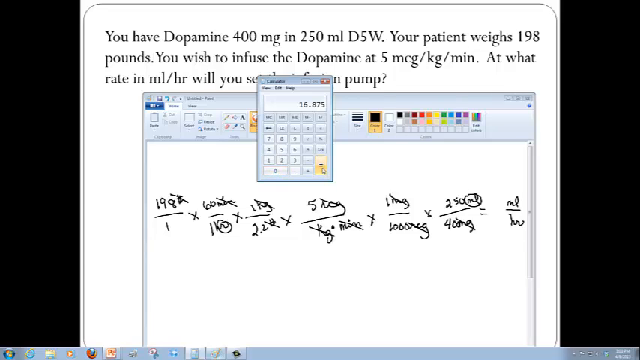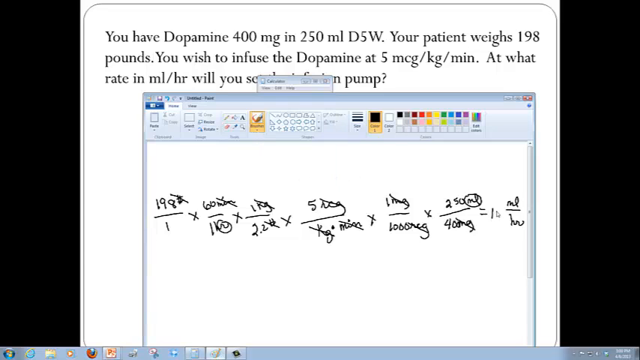That tells me that I'm going to set my infusion pump at approximately 17 milliliters per hour to deliver 5 micrograms per kilogram per minute to this 198-pound patient from a dopamine concentration of 400 milligrams in 250 milliliters.